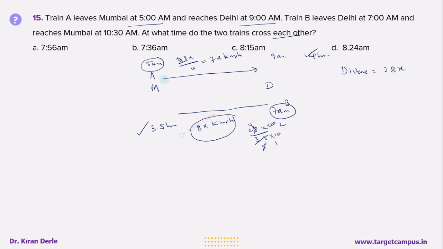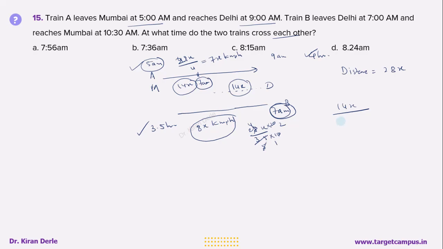Now, can we simply use the relative speed formula? No, because this train is leaving at 5 a.m., so till 7 a.m. the train has already covered some distance. In 2 hours it will cover 14x, because in 1 hour it covers 7x. Now at exactly 7 a.m. this train is here and this train is leaving from there. What is the initial gap between these objects? The initial gap is 14x, because the total distance was 28x, out of which this has already covered 14x. So the distance between them is 14x.